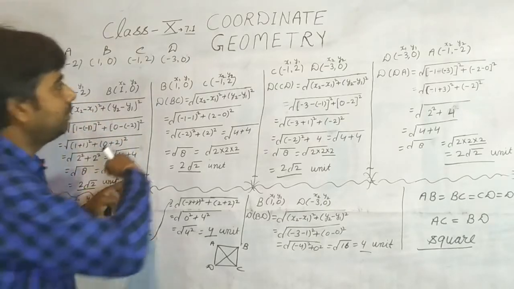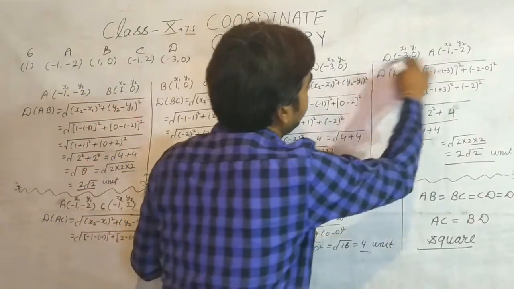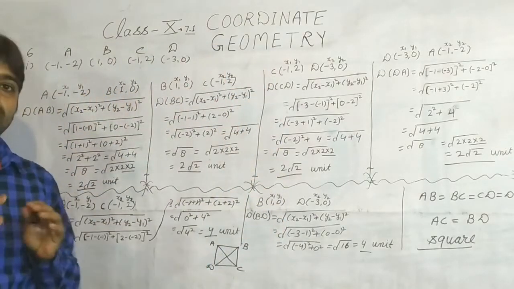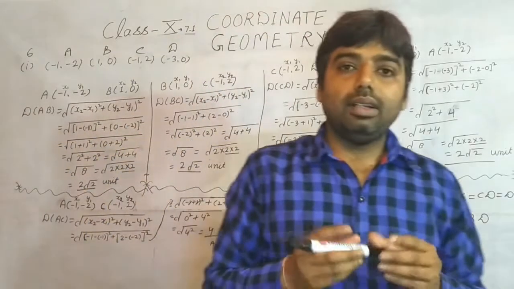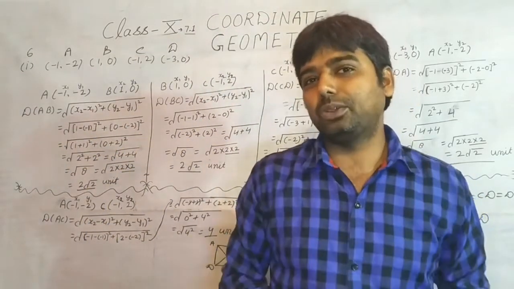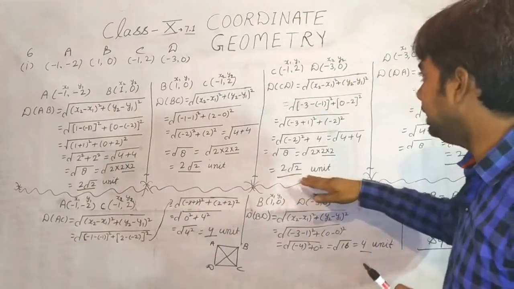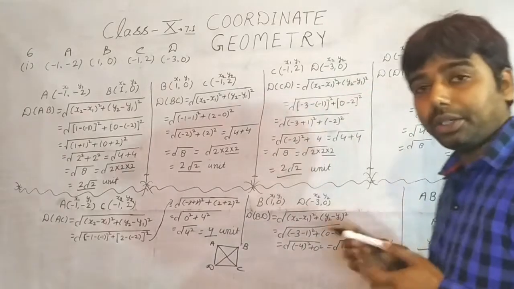In the same way, I solve BC and get the value, CD and get the value, and DA and get the value. You can look at it on the board. It's not a big task. After doing all this, I observe, and you can also observe, that the values of AB, BC, CD and DA are equal.